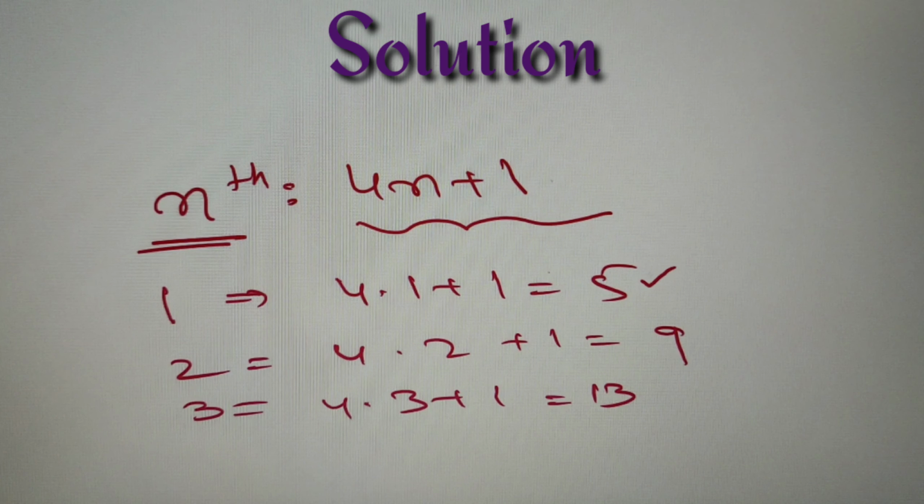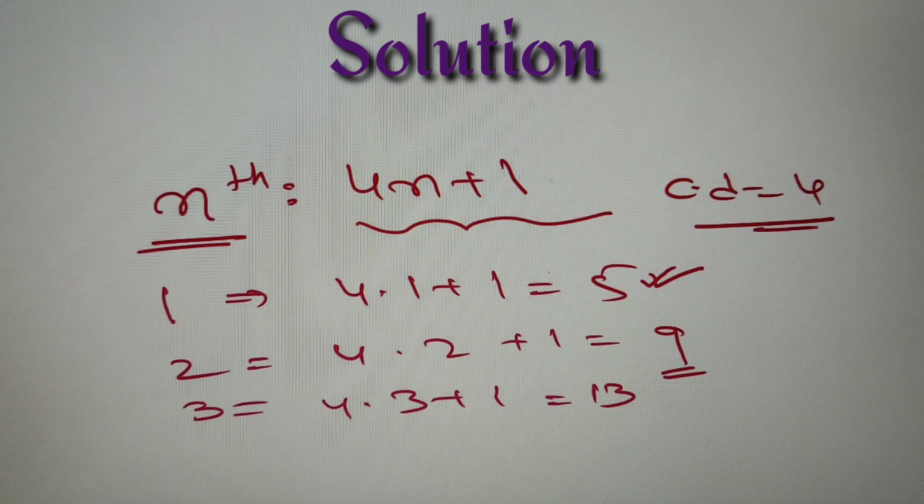Now if my first term is equal to 5, my second term is equal to 9, so I can say that my common difference is equal to 4, and this is maintained throughout the series because 13 minus 9 is equal to 4, and my fourth term is equal to 17, so 17 minus 13 is also equal to 4. So my common difference is equal to 4, and my first term is equal to 5.